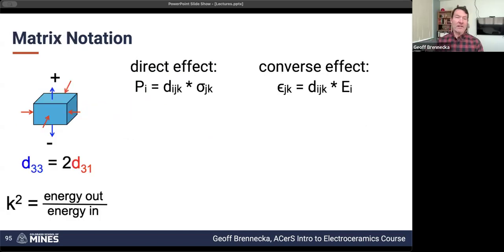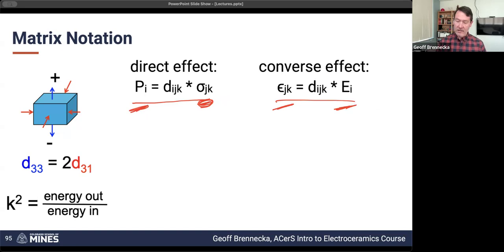So to keep it nice and easy, what we're really focusing on is either the direct effect or the converse effect. These are exactly the same behavior. It just depends on whether you are applying a stress and getting a polarization, or you are applying an electric field and getting a strain.